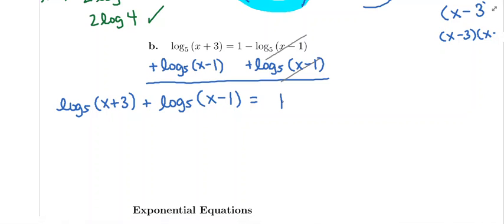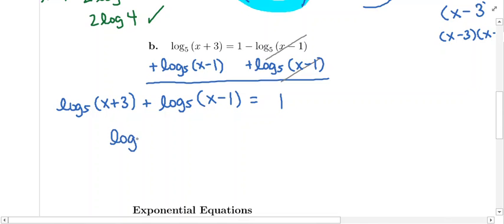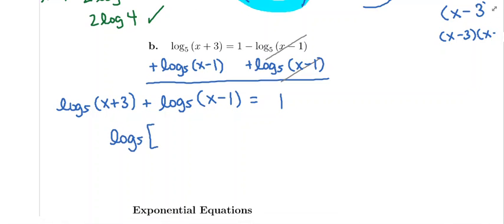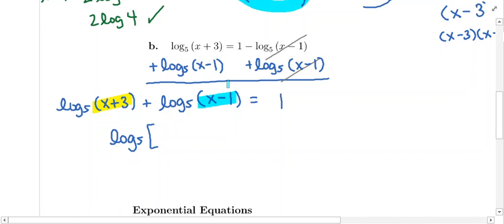We need to condense the logarithms on the left side into one. Again, they're both base 5, so you can do this. We're adding the logarithms, so addition turns into multiplication. This is going to be log base 5 of the quantities that we're taking the logarithms of multiplied together.